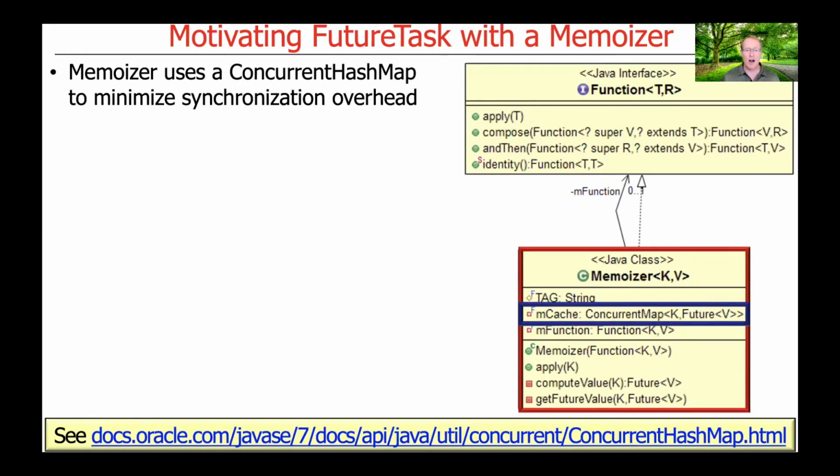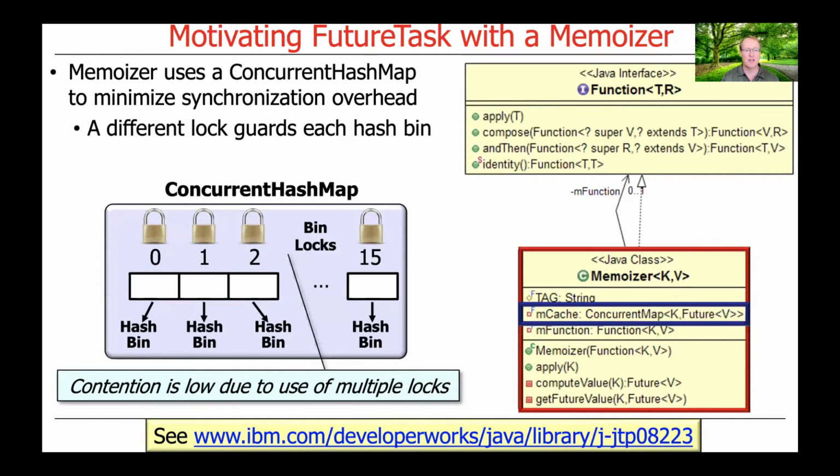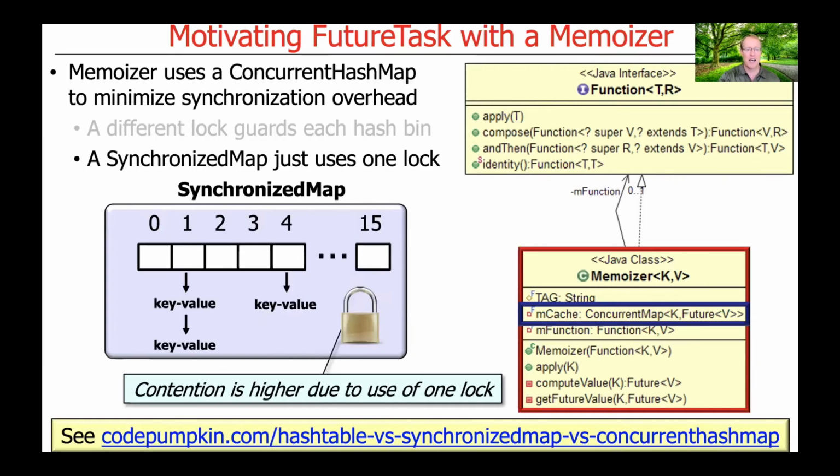The way we're going to implement our particular Memoizer is with ConcurrentHashMap. The intent is to minimize synchronization overhead. We've talked about this many times before. There are different lock guards for each hash table bin, so if you've got n entries in your hash table, there'll be a different synchronizer, basically a compare-and-swap operation, for each of those. As a result, contention is very, very low because we're using lots of different locks.